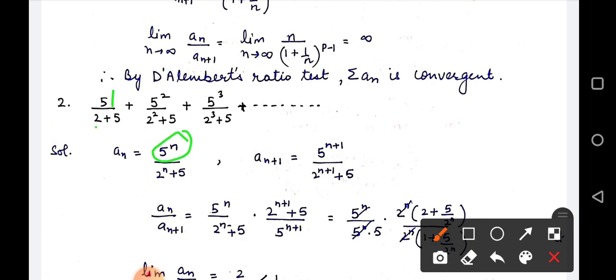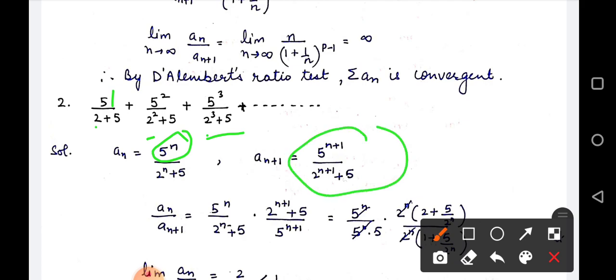Next, look at the denominator: 2 to the power 1 plus 5, 2 to the power 2 plus 5, 2 to the power 3 plus 5. So what is the nth term? The third term is this, and the fourth term will be 2 to the power 4 plus 5. So what will the nth term be? 2 to the power n plus 5. What is an plus 1? Replacing n with n plus 1, we will get this.